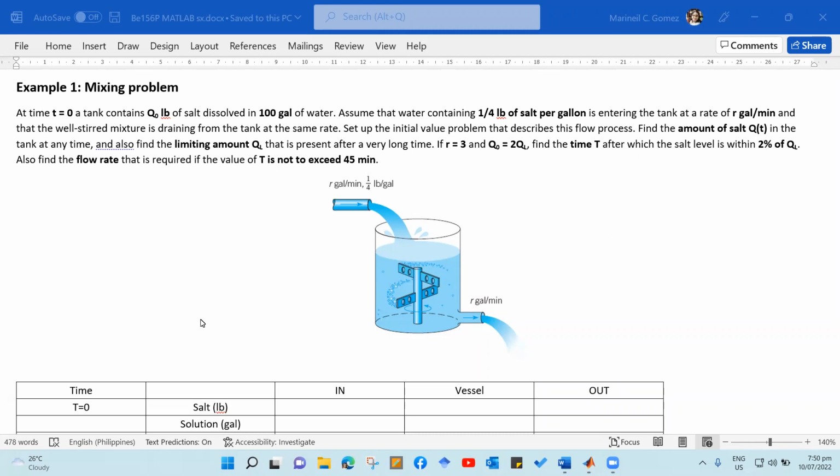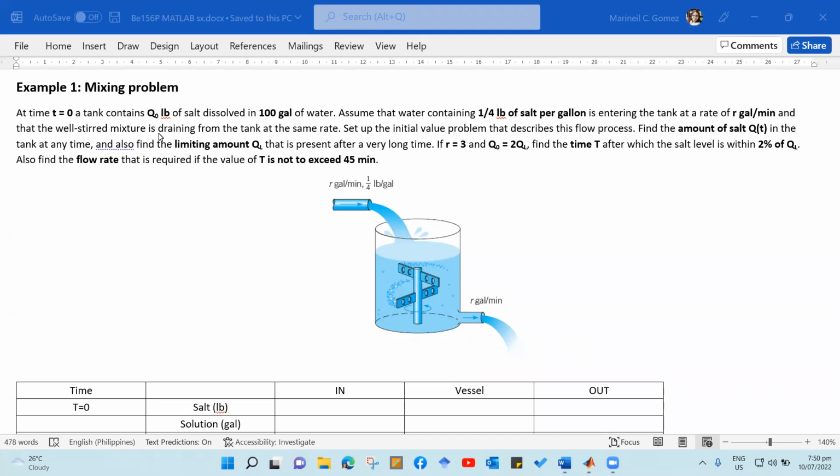So you have here this image of the tank. You have an inflow of water at the rate of r gallons per minute and an outflow at r gallons per minute. So basically you have a steady state system. The volume of the vessel doesn't change. What changes is the percentage or the amount of salt in the vessel, in the tank.